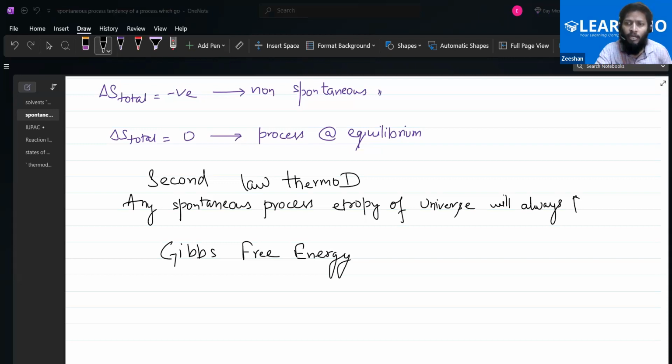Does anybody know what a thermal power plant is? Zainab, are you there? Yes, sir. Do you know what a thermal power plant is? It's used for electricity purposes.